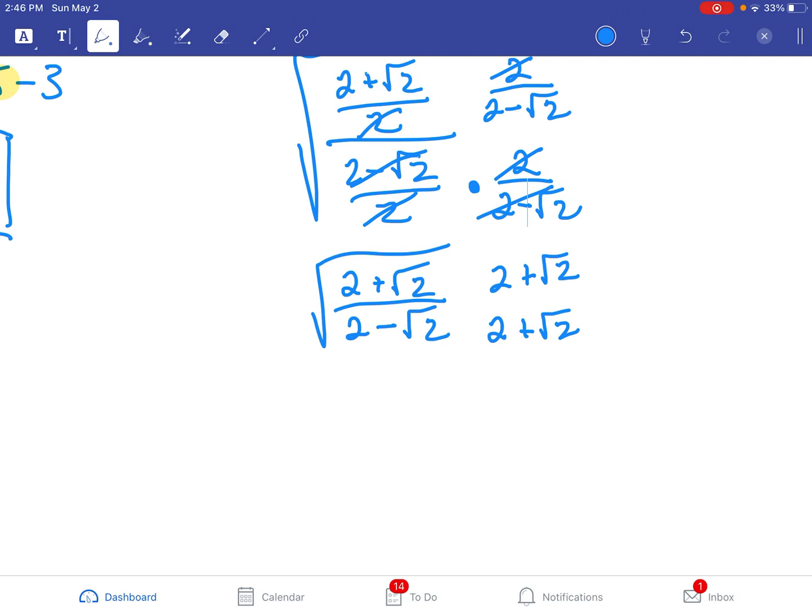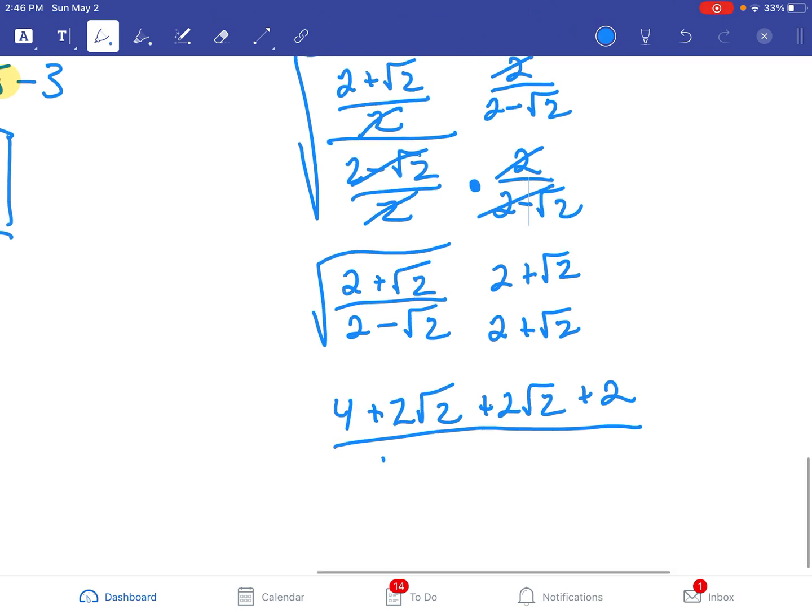If we multiply it out using the distributive property, 2 times 2 is 4 in the numerator. 2 times the square root of 2 is positive 2 root 2. The square root of 2 times 2 is again 2 root 2. And root 2 times root 2 is the square root of 4, which is just 2. In the bottom, 2 times 2 is 4. 2 times root 2 is 2 root 2. Negative root 2 times 2 is negative 2 root 2. And negative root 2 times positive root 2 is negative root 4, which is negative 2.